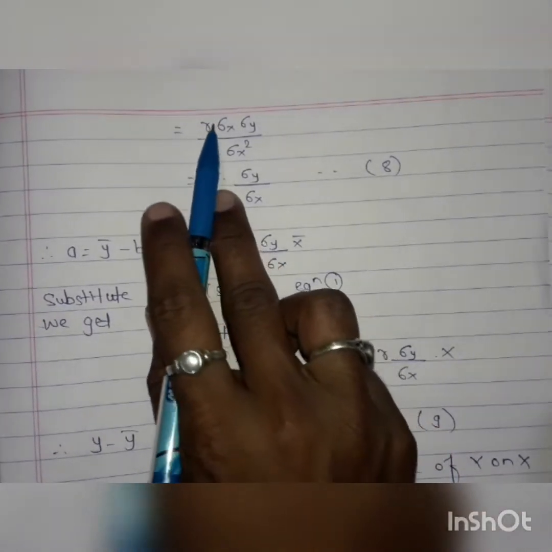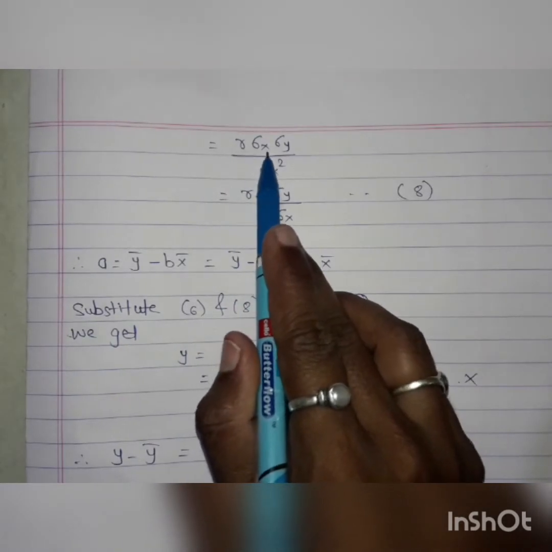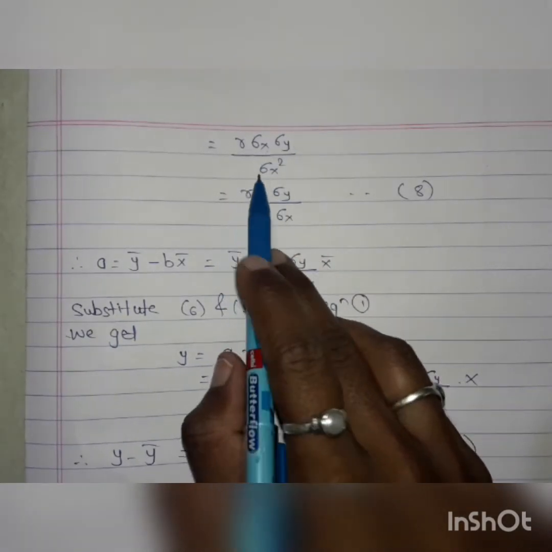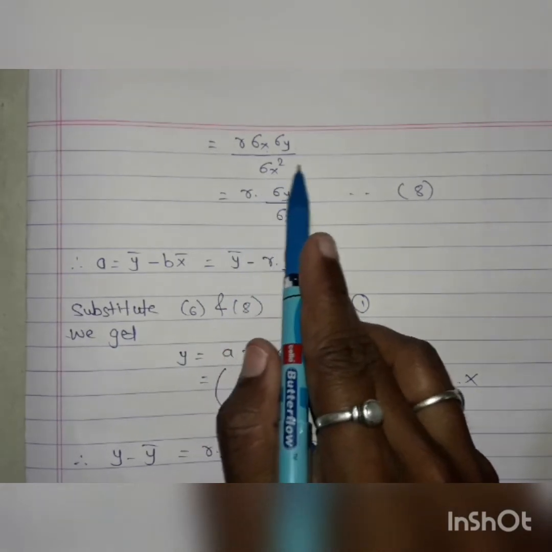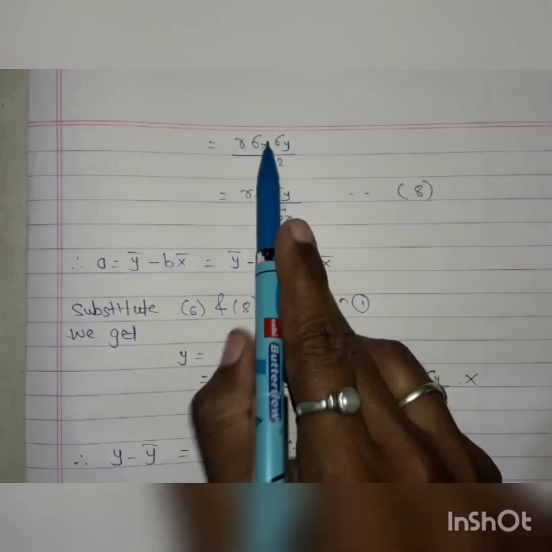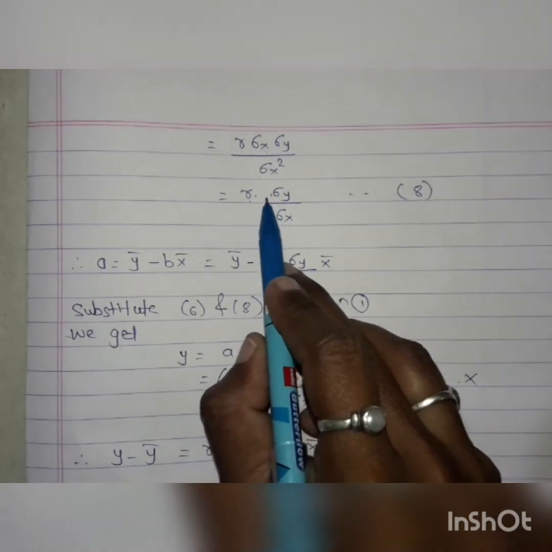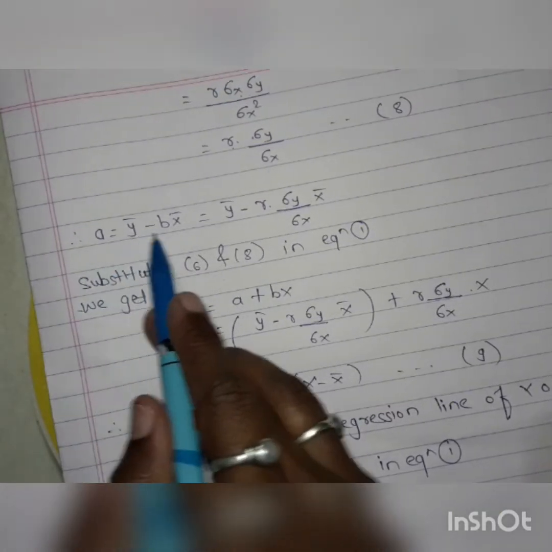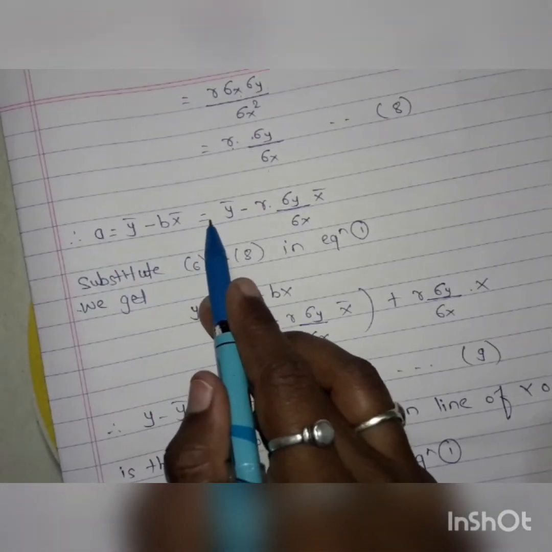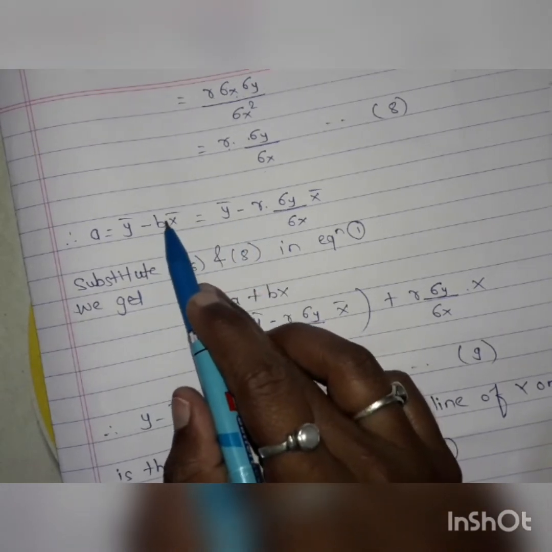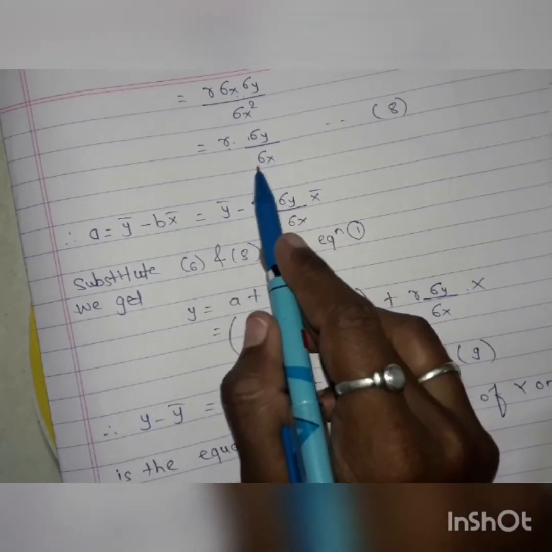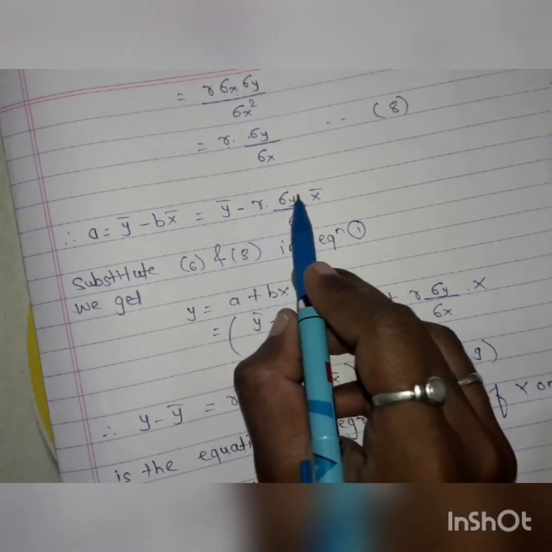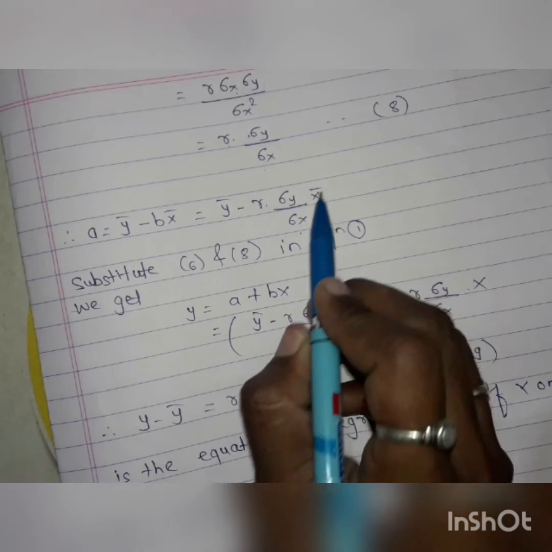This is equation number 7. We know that covariance of X comma Y is equal to r into sigma x into sigma y, and variance of x is nothing but sigma x square. So b is equal to r into sigma x into sigma y upon sigma x square; sigma x gets cancelled and the remaining term is sigma y upon sigma x. This is equation number 8. Therefore a is equal to y bar minus b x bar, which is y bar minus r into sigma y upon sigma x into x bar.